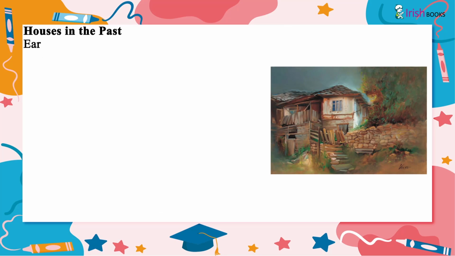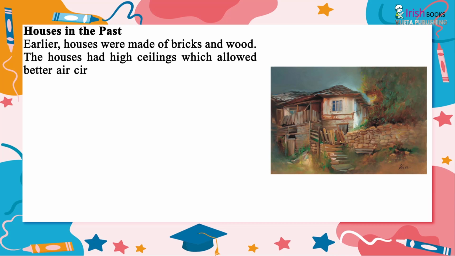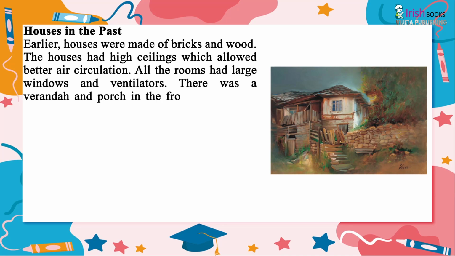Houses in the past. Earlier, houses were made of bricks and wood. The houses had high ceilings which allowed better air circulation. All the rooms had large windows and ventilators. There was a veranda and porch in the front. There were plenty of trees around the house.